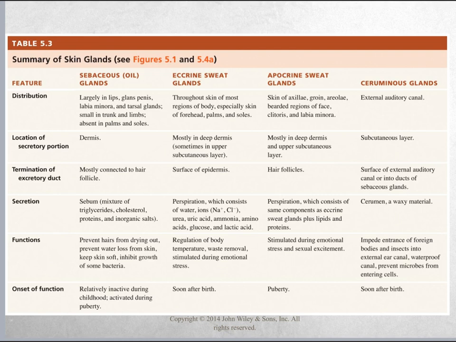Location of secretory portion, so where do they secrete their stuff, how they get their stuff there through what types of ducts, way that they secrete, functions, what their function is, and onset of function. So feel free to move through this table to identify all the different glands that we talked about before in a more organized table-like fashion.